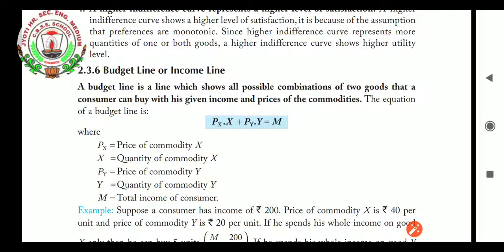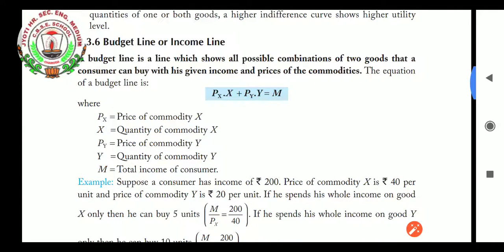So we have taken a consumer income as rupees 100. Out of this 100, if he saves 20 rupees, then left out is 80 rupees. Out of this 80 rupees, whatever combination of two goods he wants to purchase in the market, it must come exactly to 80. It can be less than 80, but it cannot be more than 80 rupees. So that itself is known as budget line.